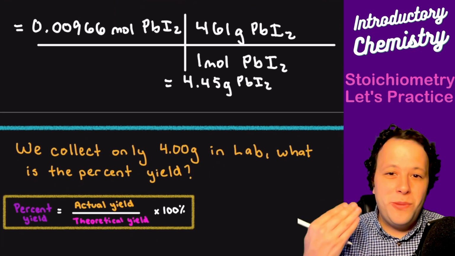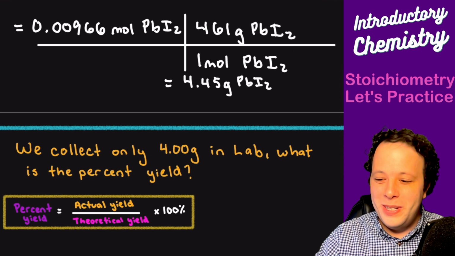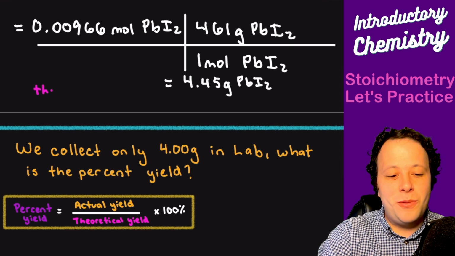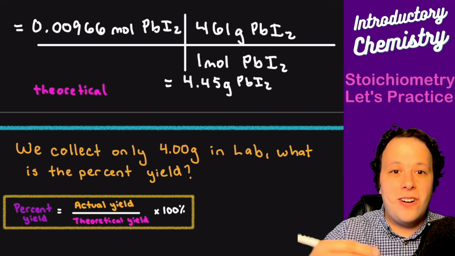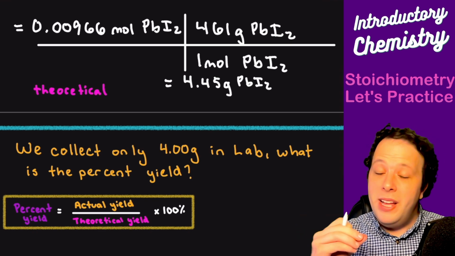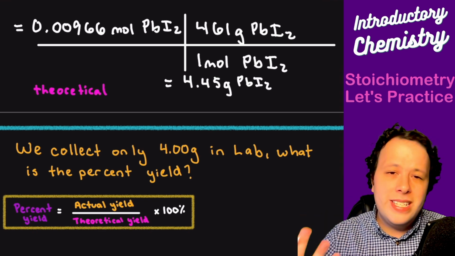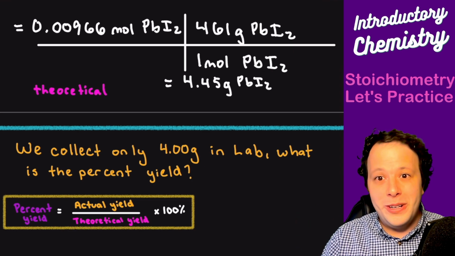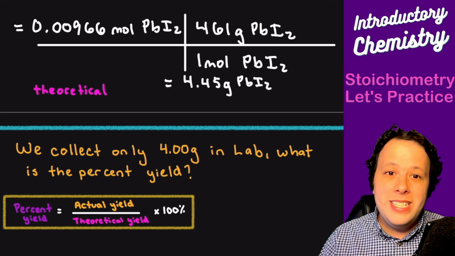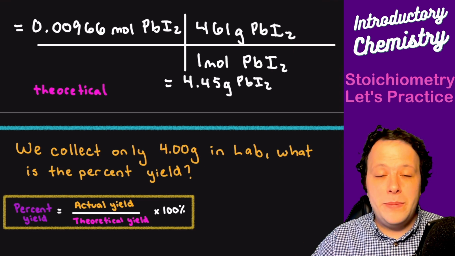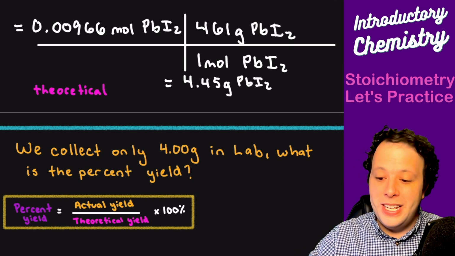So let's say we wanted to take this one more step, which as you can probably have guessed, being I said the word theoretical. All stoichiometry calculations are considered to be theoretical. So if everything goes perfectly, this is how much you should make. However, we are flawed. We make errors in labs, and sometimes you leave things behind. So let's say you only collect 4 grams in lab. What is your percent yield?